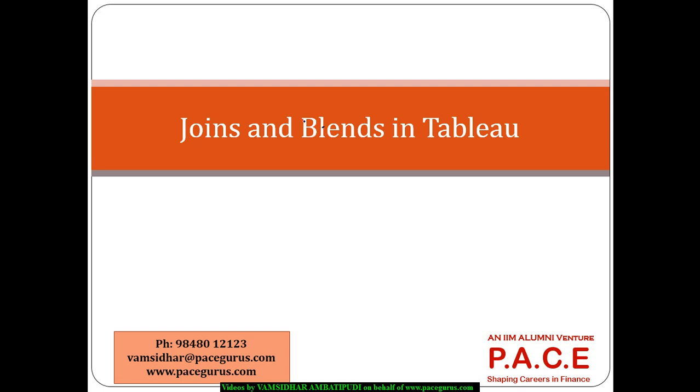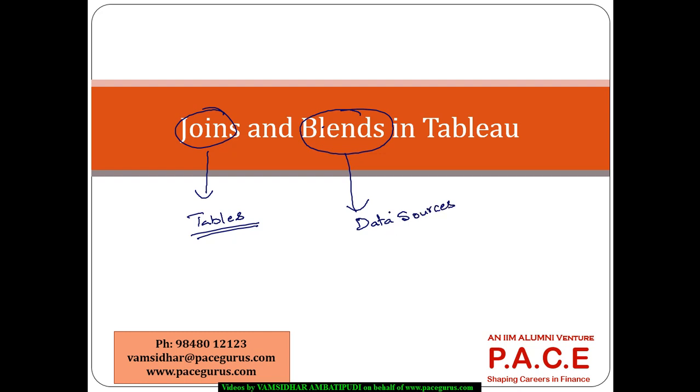In this session, I'm going to talk about joining the tables and blending the data sources. Generally, joins are performed on different tables within a data source. Blending is performed on different kinds of data sources. How we do them in Tableau. So basically, both of them are to link the related data together. That is the major objective of either the joins or the blend.